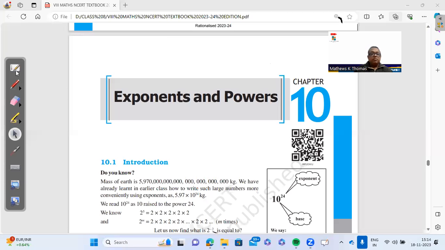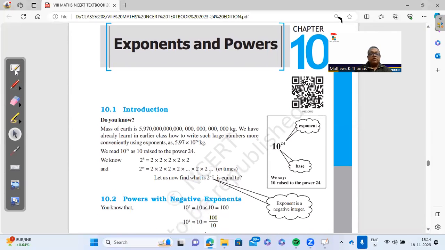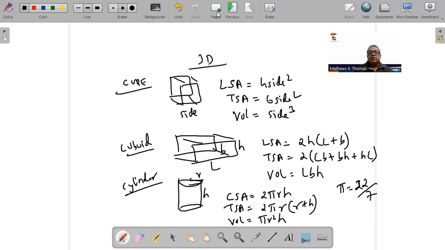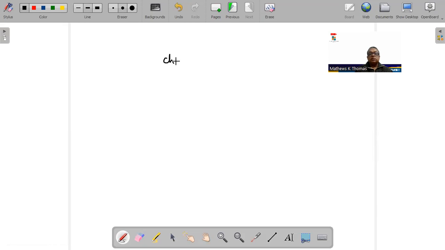Now we come to chapter number 10. Chapter number 10 is exponents and powers. So here we need to know the laws of exponents. So we are going to do the laws of exponents.